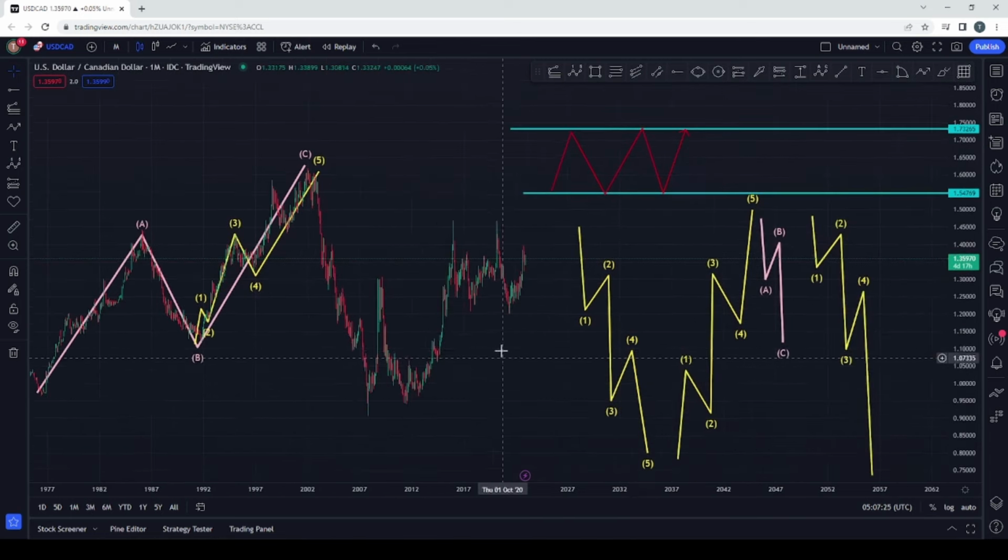So basically, let's say this is an invisible first wave down here. This was the first wave down. Then this is the second wave, which is a corrective wave. This is what we have down here, this A, B, C. So this is the second wave, and this is the third wave down here. There's the fourth wave, and there's the fourth wave.